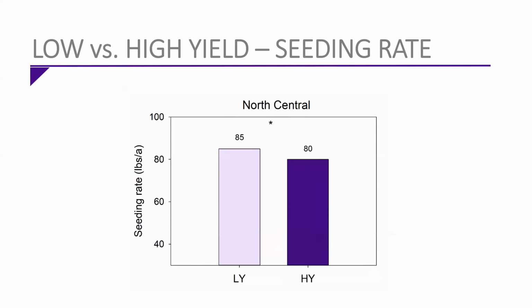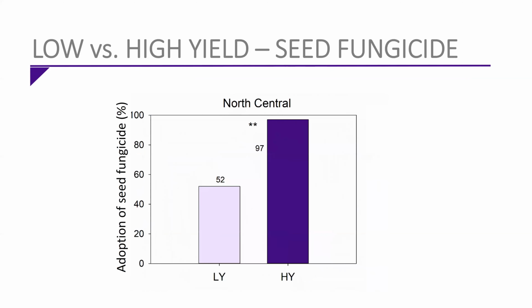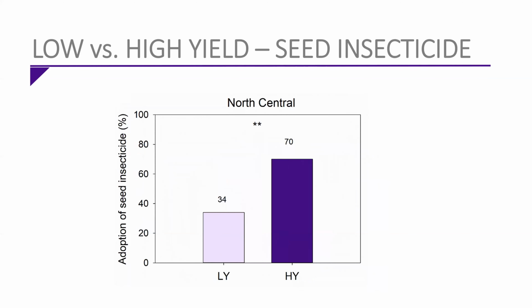Were there differences in seeding rate? Yes. So the low yielding fields that were being planted later were being planted at about 5 pounds of seed per acre more than the high yielding fields. Were there differences in seed fungicide? Yes. So the high yielding fields were more often using fungicide seed treatment and insecticide seed treatment as well.